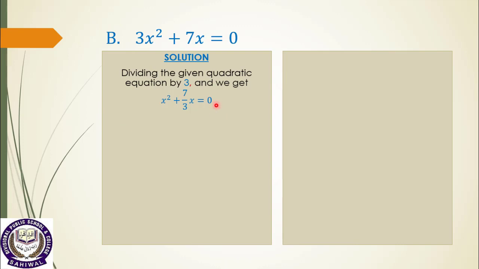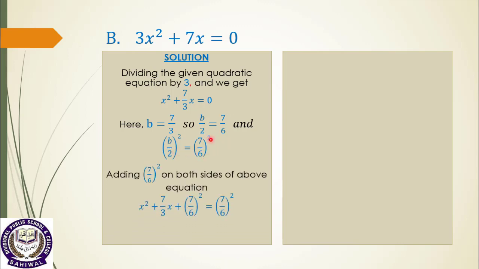We can see that the equation is already arranged. So the value of b is 7 by 3. When dividing it by 2, we get b over 2 is equal to 7 by 6. And on squaring, it will become 7 by 6 the whole square. Adding 7 by 6 the whole square on both sides of the above equation, we get x square plus 7 by 3x plus 7 by 6 the whole square equal to 7 by 6 the whole square.